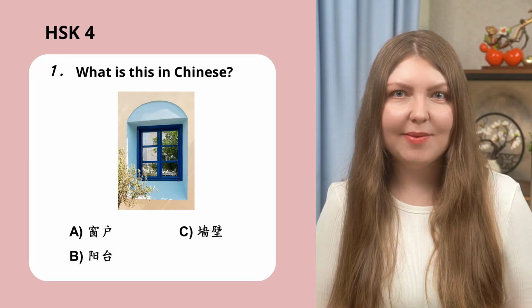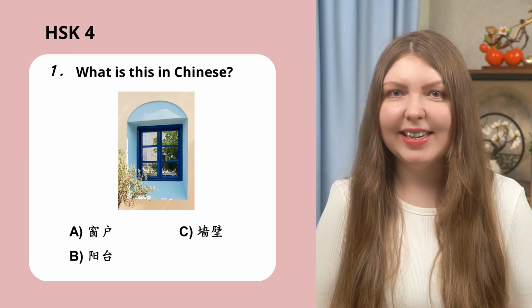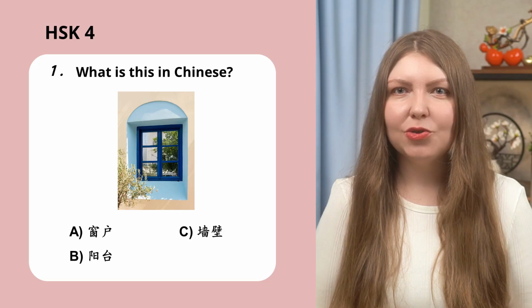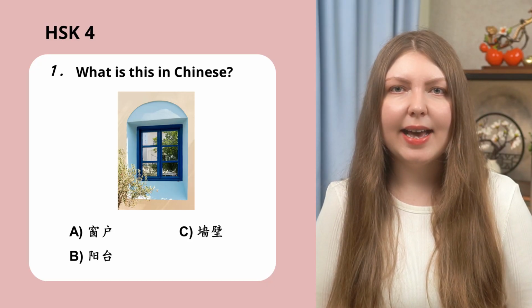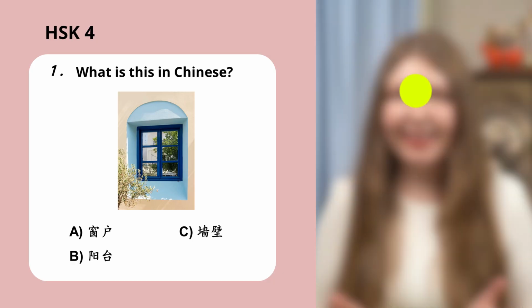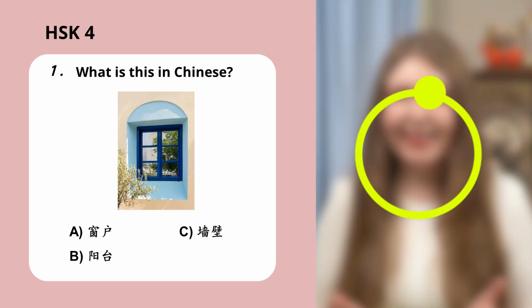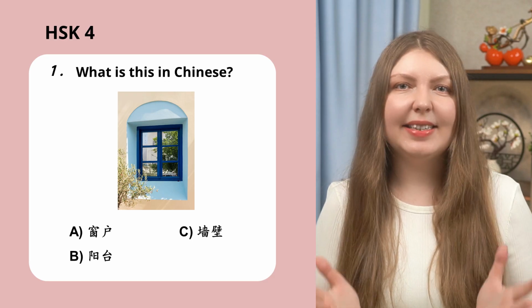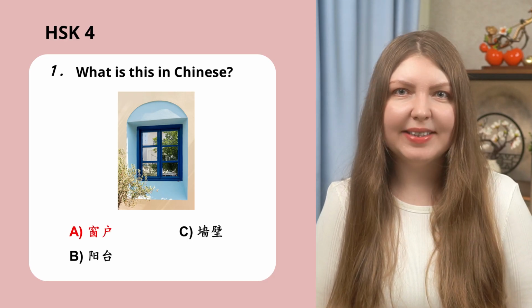Take a look at the first image. What's the word in Chinese? Is it A, 窗户, B, 阳台, or C, 墙壁? Think about it. Alright, that one is A, 窗户, which means window.